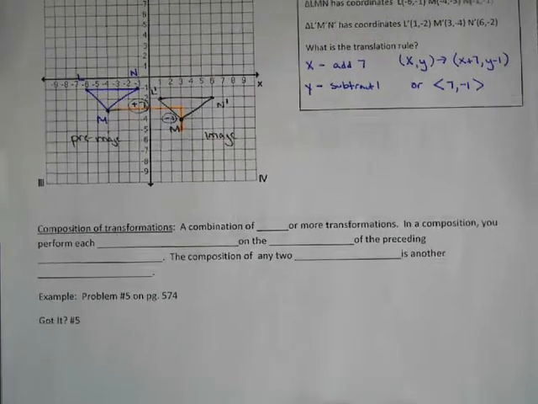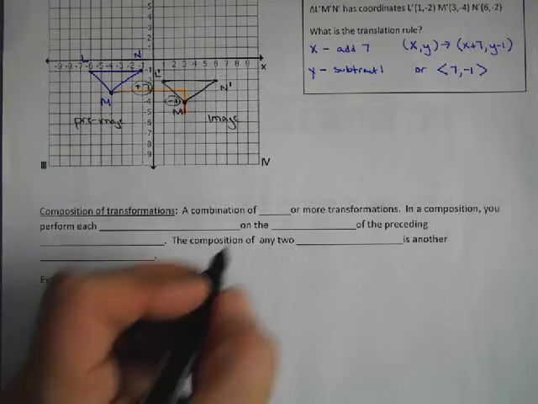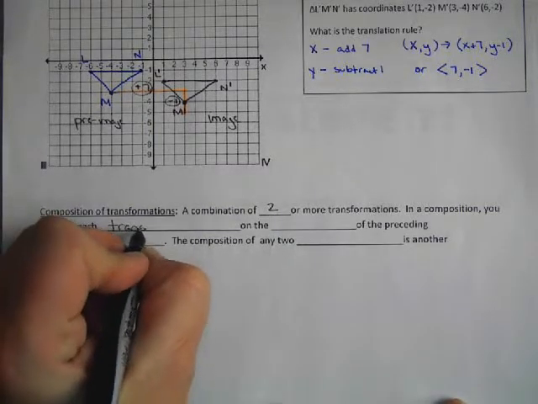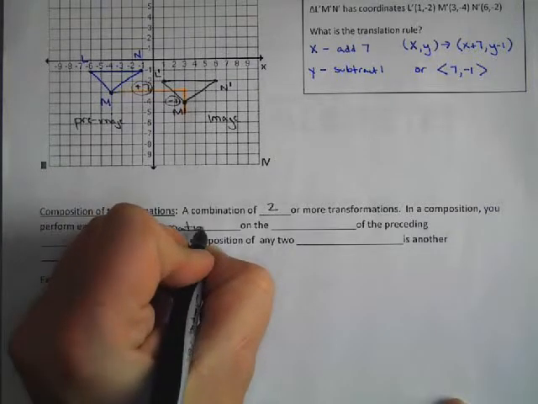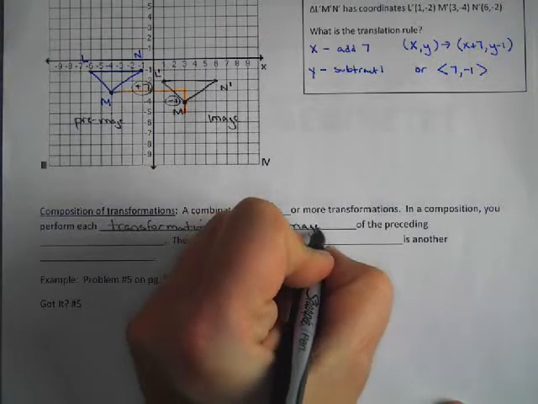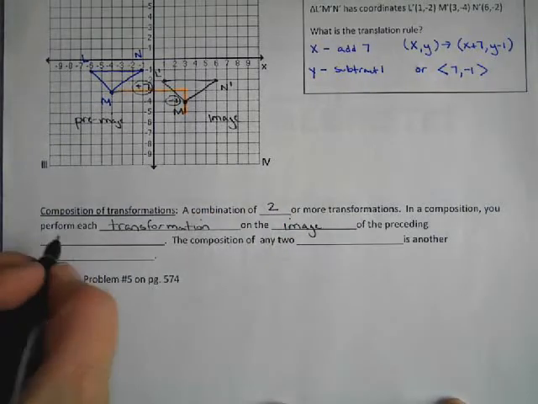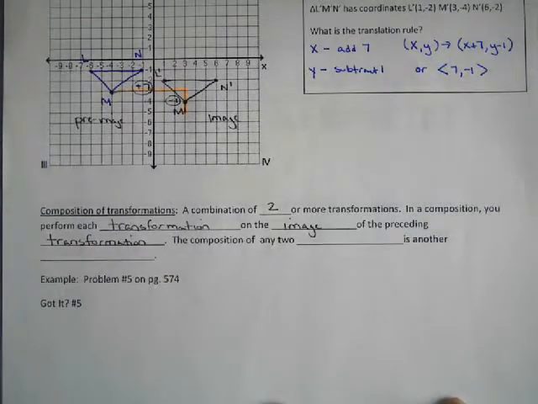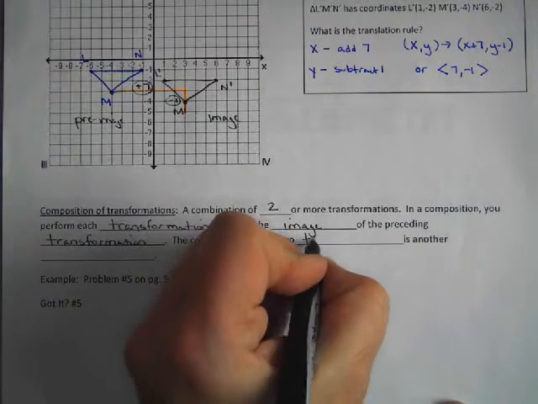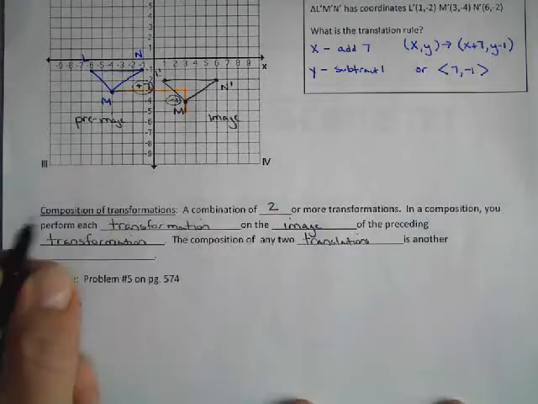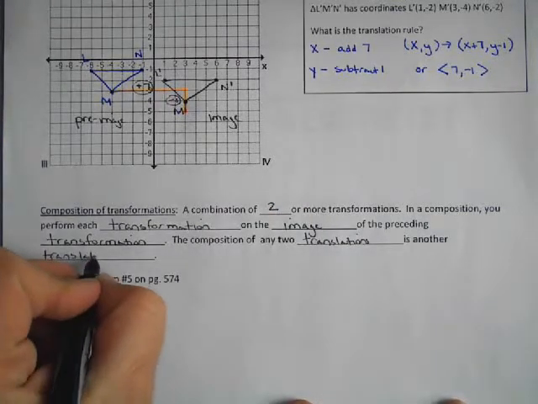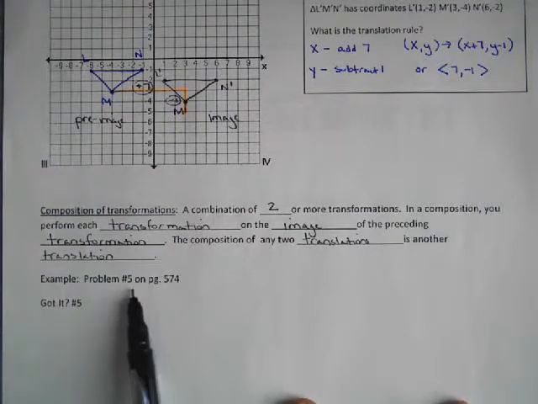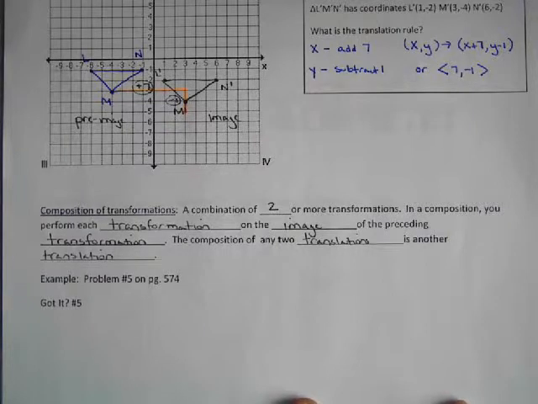Last but not least, we can combine transformations, so a combination of 2 or more transformations. In a composition, you perform each transformation on the image of the preceding transformation. So we kind of go backwards. And the composition of any 2 translations is simply another translation. So for a really good example of this, you can look through problem number 5 on page 574. And also do got it number 5.